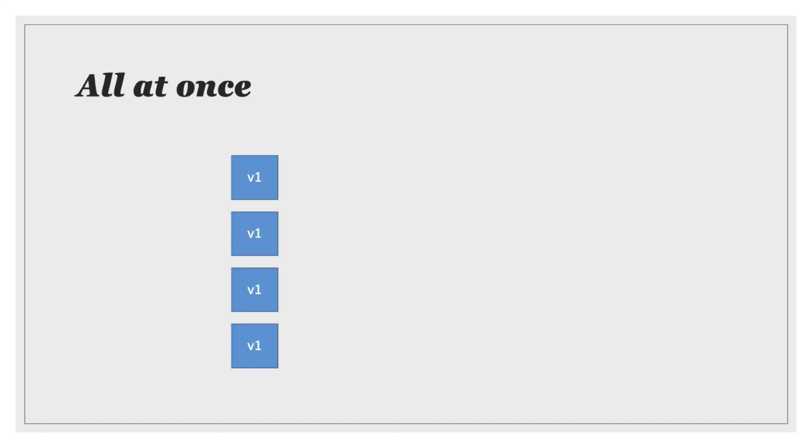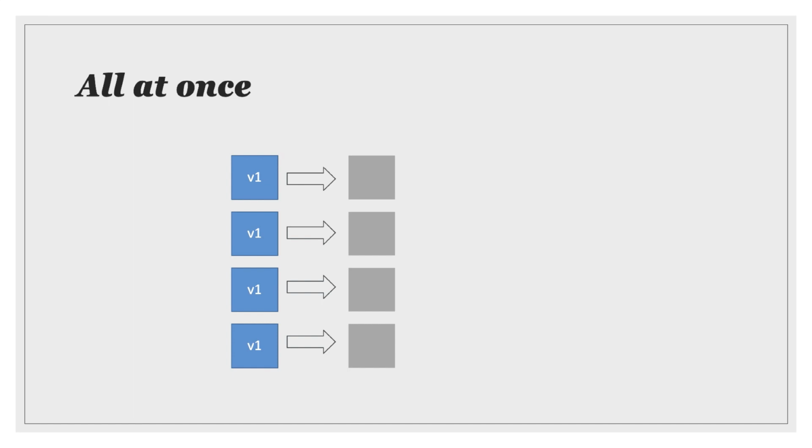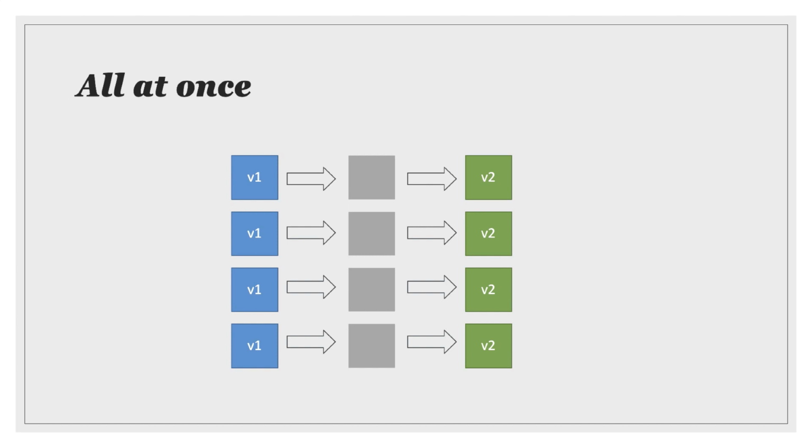So let's imagine you have 4 different instances with the version 1 application running on them, and you want to update all 4 instances. With this deployment strategy, you have to take down all the instances. So all the instances will be out of service, and you update all of them with a new application version, which is version 2. This is great because it is the fastest of the entire lot.